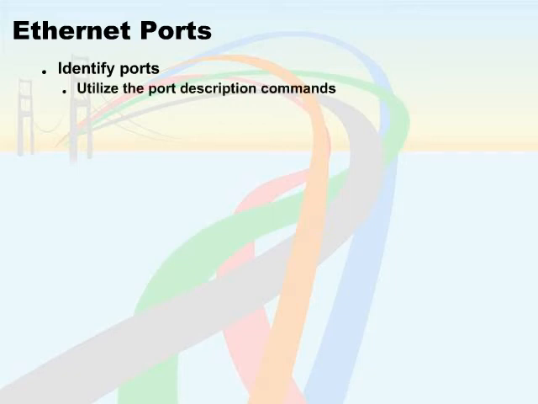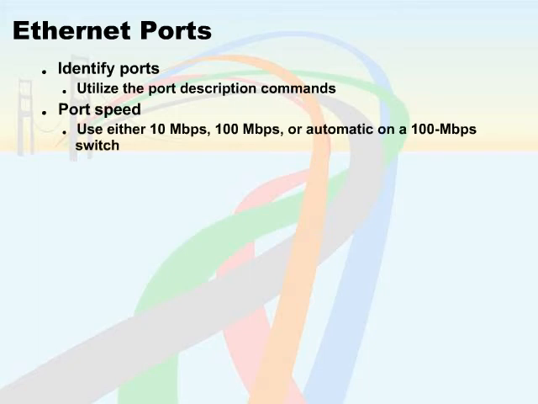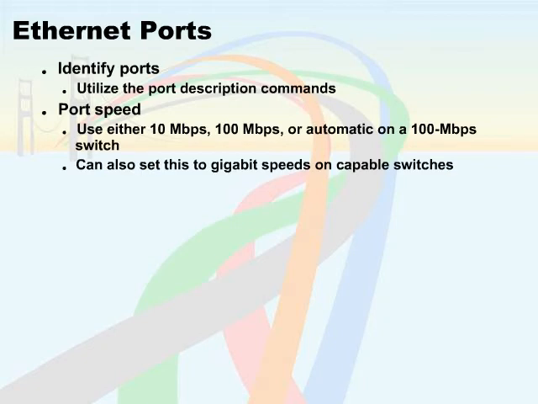You can utilize the port description commands to specify that these ports are not to be unplugged because these ports are critical to your network connectivity. You can also identify the speed of the ports, or you can use 10, 100, or auto on a 100 megabit switch. In some cases, if you're dealing with the switch that has a 10, 100, or 1000 interface, you can also set the speed to gigabit.